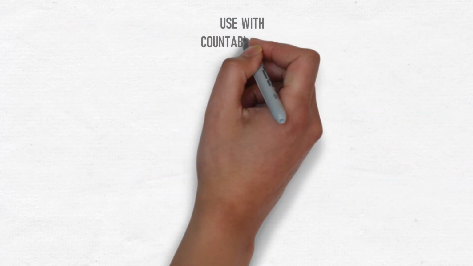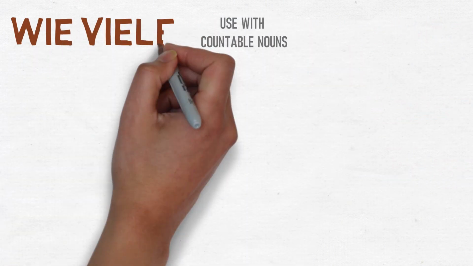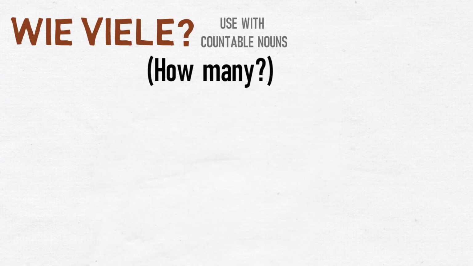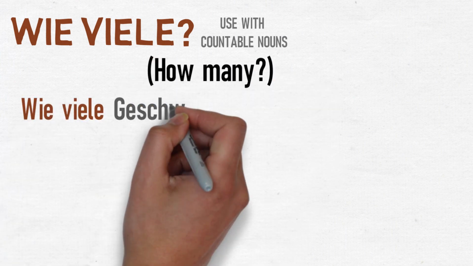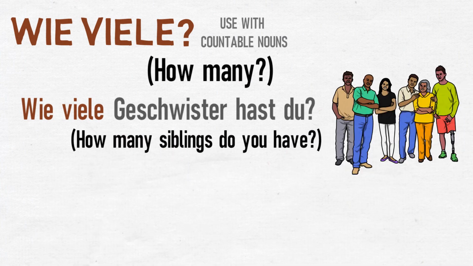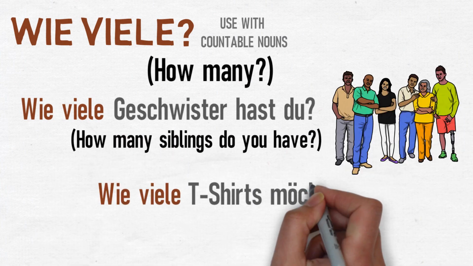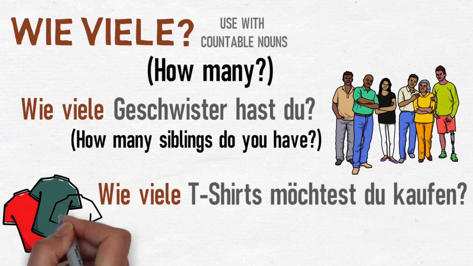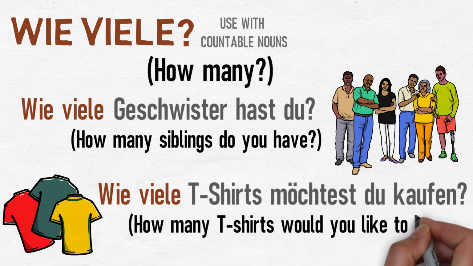For countable nouns, we can use wie viele, how many. Wie viele Geschwister hast du? How many siblings do you have? Wie viele T-Shirts möchtest du kaufen? How many t-shirts would you like to buy?